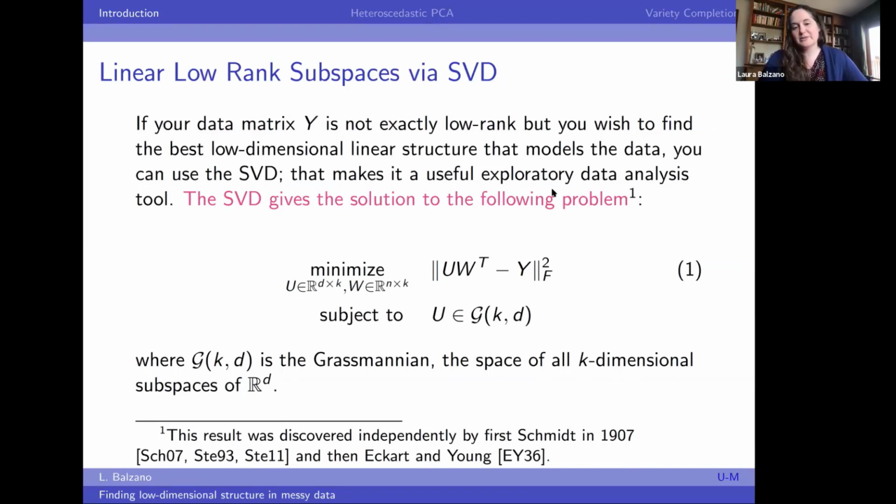It's a minimization problem where you try to find a low-rank matrix that best approximates the data in terms of, in this case, the Frobenius norm or any unitarily invariant norm, okay? This, we know, is solved by applying the singular value decomposition, okay?